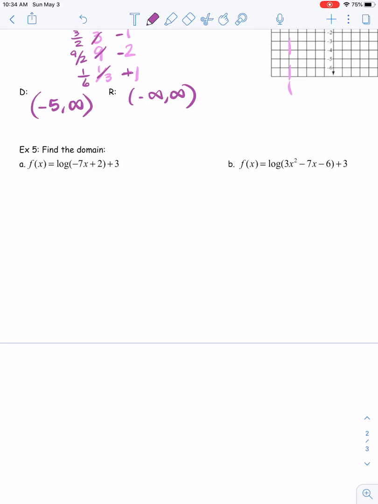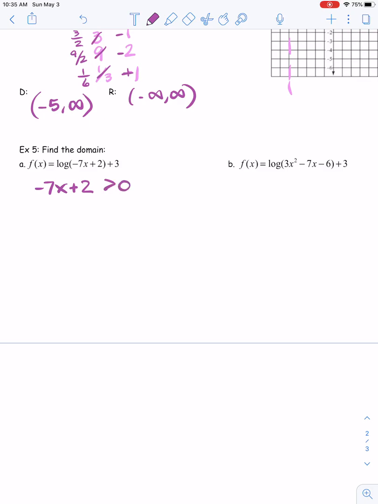So we need to understand some characteristics about logs here. Earlier, in this and last week, we talked about how the log function cannot have a negative argument. It can't have a negative base, so therefore it cannot have a negative argument. So our argument, what's inside of the parentheses, always needs to be greater than 0. It cannot equal 0 because a base raised to any number will never equal 0. So that means -7x plus 2 needs to be greater than 0.